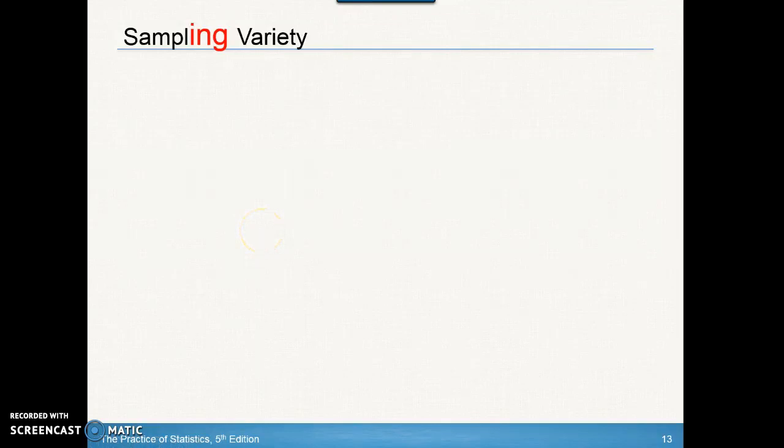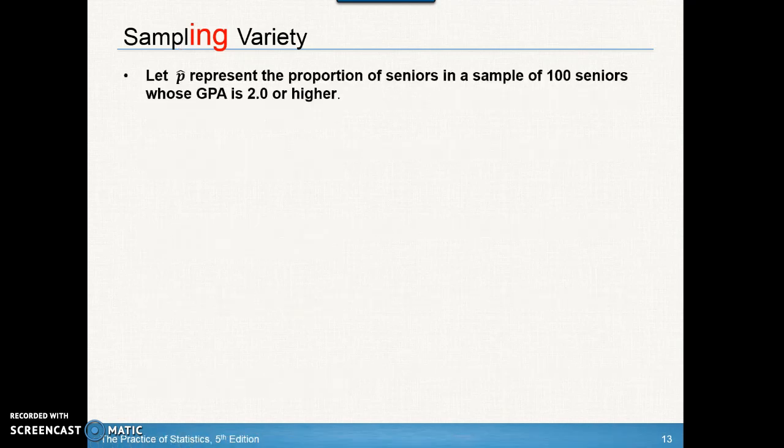Okay, so we said if we took a bunch of different samples, we were going to get a bunch of different statistics. So when we take a bunch of different samples and look at the sample mean or sample proportion, we're going to get different statistics, and that's called sampling variability or sampling variety. That just means within different samples, I'm going to get different means and different proportions.